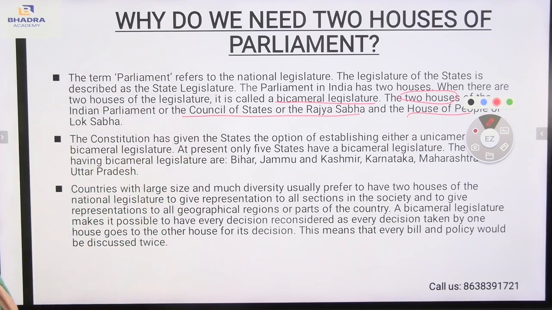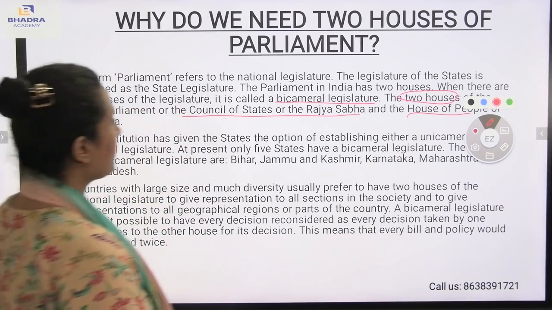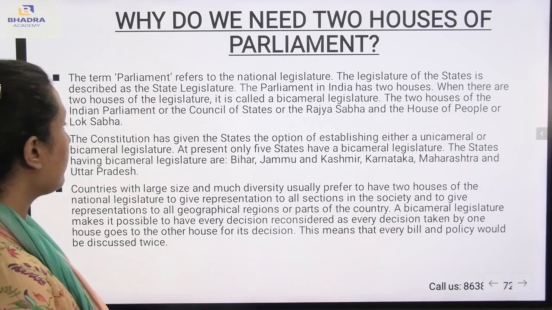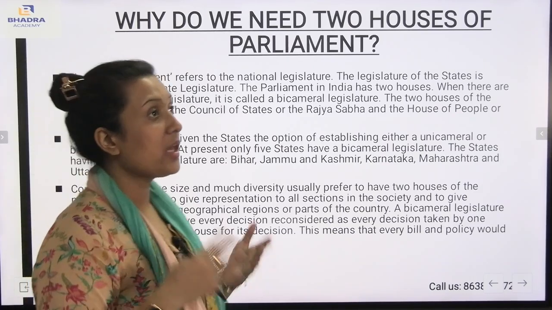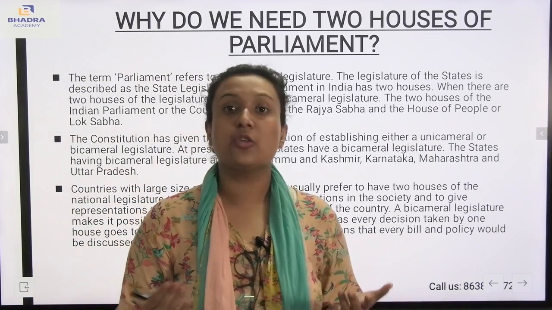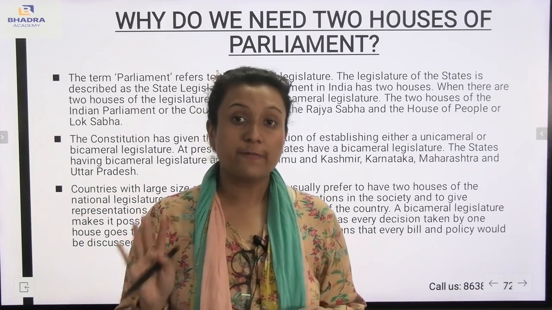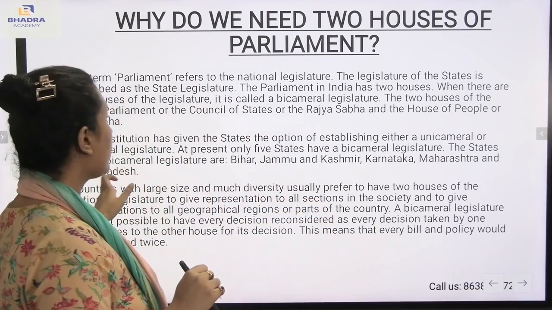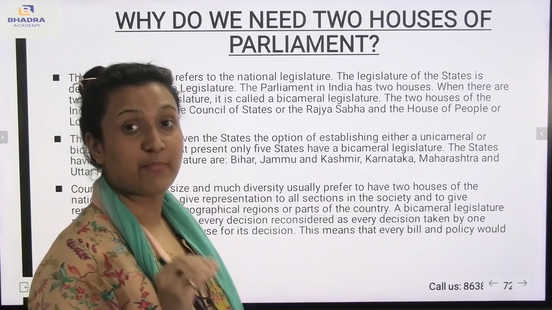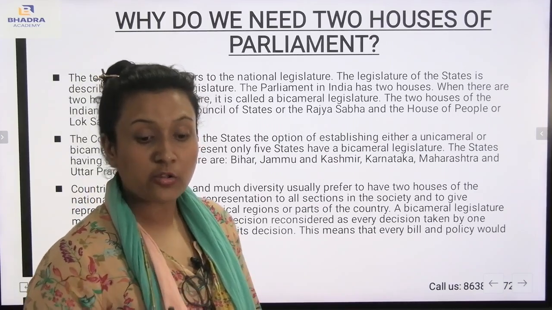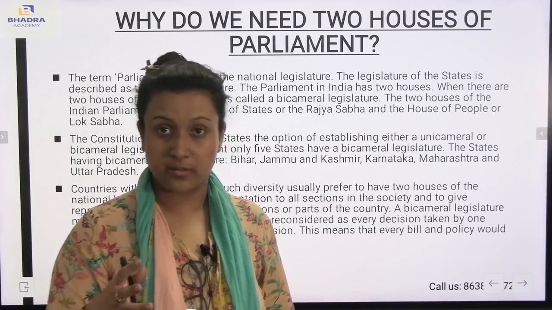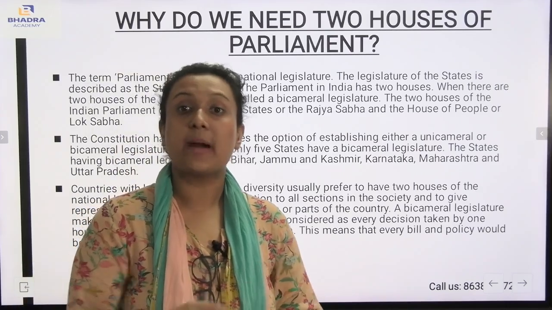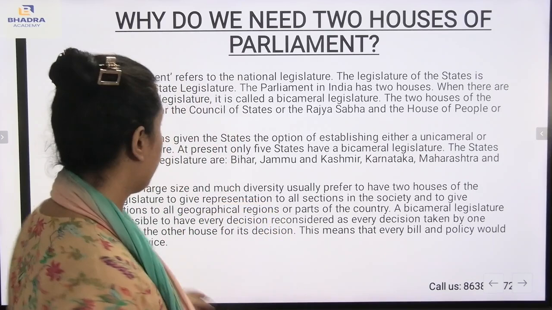And the second point is that the Constitution has given the states the option of establishing either a unicameral or bicameral legislature. At present, only 5 states have a bicameral legislature. The majority of the states in our country have a unicameral legislature, but only 5 states have a bicameral legislature. Those 5 states are Bihar, Jammu and Kashmir, Karnataka, Maharashtra and Uttar Pradesh. Also, a bicameral legislature depends on the functioning of a particular state and the area of the state.